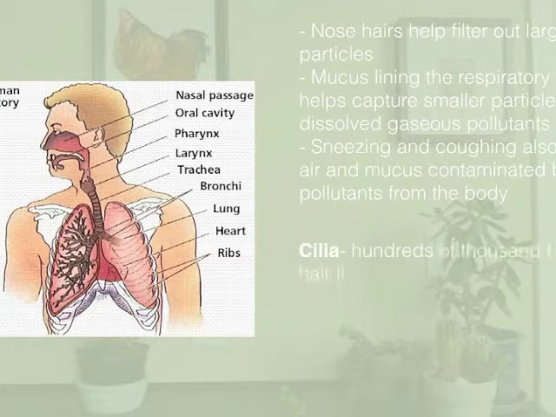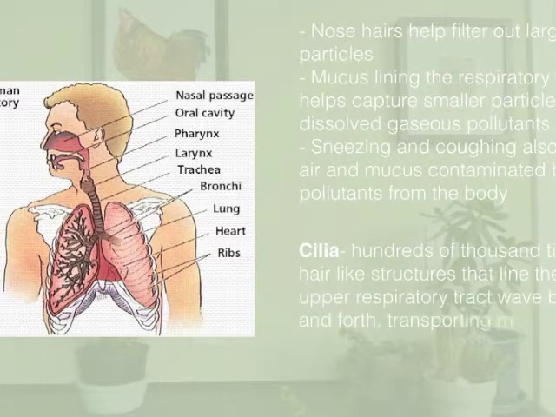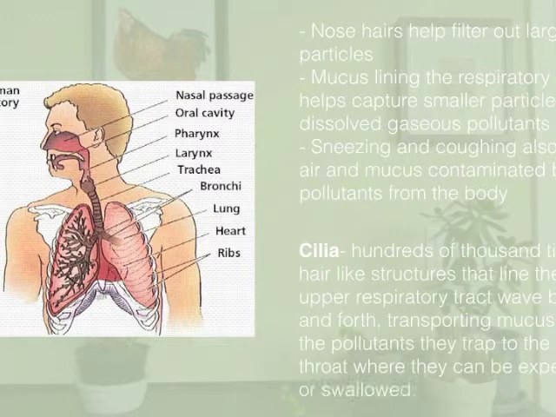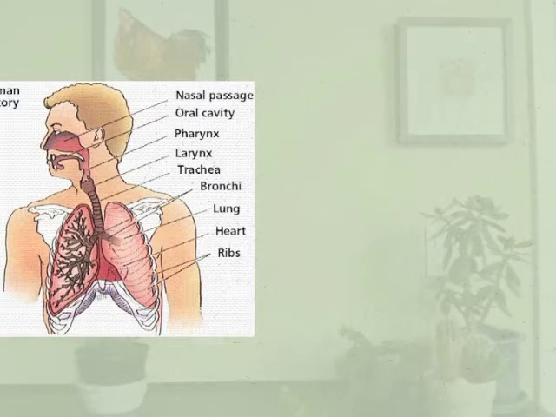And cilia, which are hundreds of thousands of tiny little hair structures that line the upper respiratory tract, wave back and forth, transporting mucus and the pollutants they trap to the throat where they can be expelled or swallowed. Prolonged or acute exposure to air pollutants can overload or break down these natural defenses.